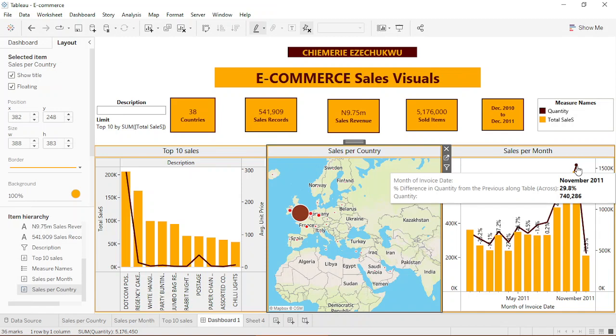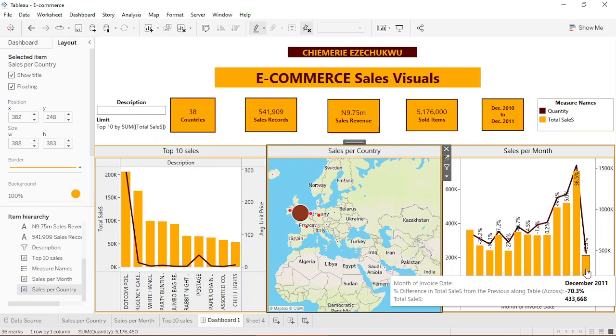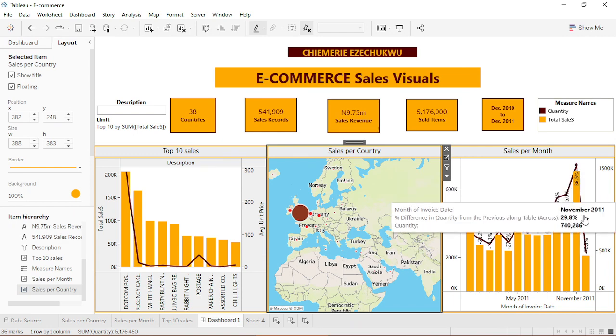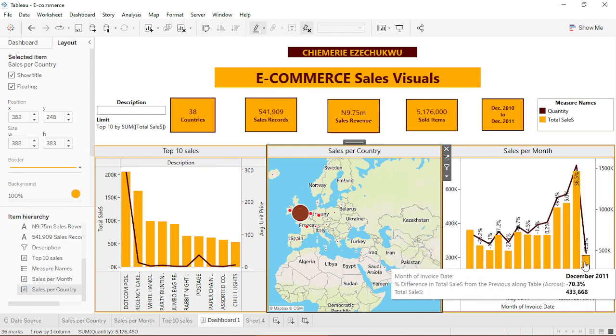And then which one had the most percentage decrease? When it comes to percentage decrease, we see December 2011. Just after the highest increase in November 2011, we saw a very great decline in December 2011, minus 70.3%. So it's for the firm to know exactly what happened between these two months. Why are these two months so close together, having very contrasting results?